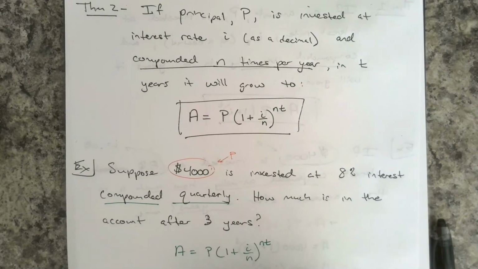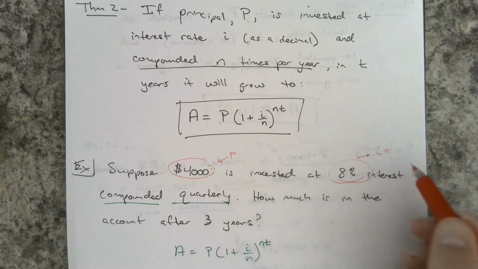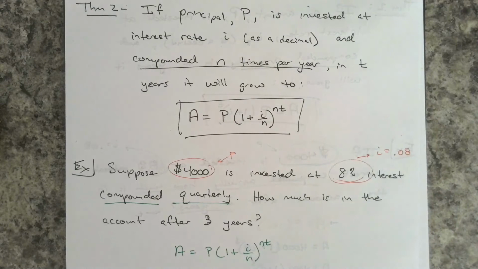Times, here in parentheses, you got 1 plus, now we got i divided by n. i, remember, is the interest rate. Here we got 8%, so i is equal to, as a decimal, 0.08. Remember, you move that decimal to the left 2 places, or you could say 8 divided by 100 gives you that. So 1 plus 0.08 divided by n.